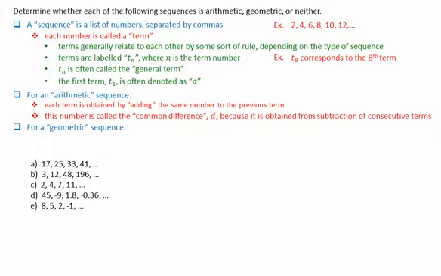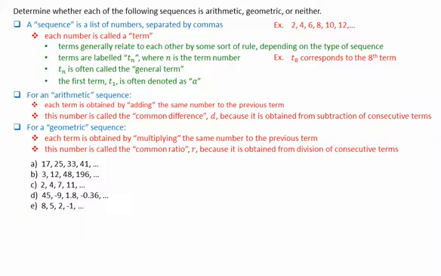For a geometric sequence, each term is obtained by multiplying the previous term by the same number. This number is called the common ratio, R, because it is obtained from division of consecutive terms. If, for a sequence, division of consecutive terms always results in the same number, then it is a geometric sequence.